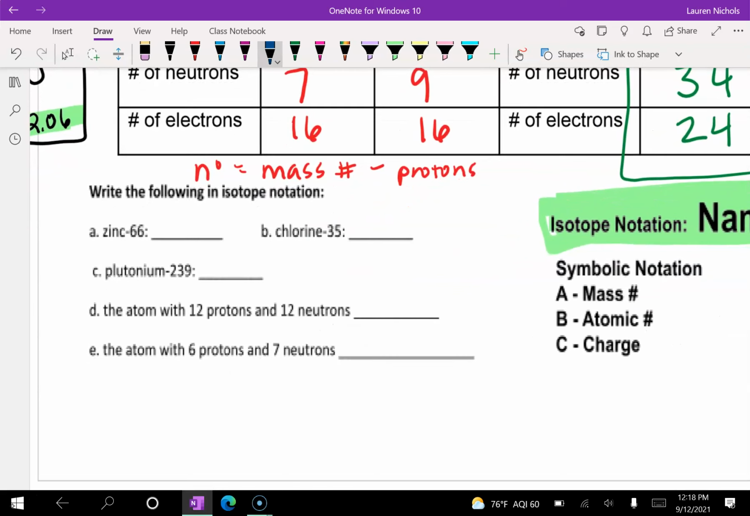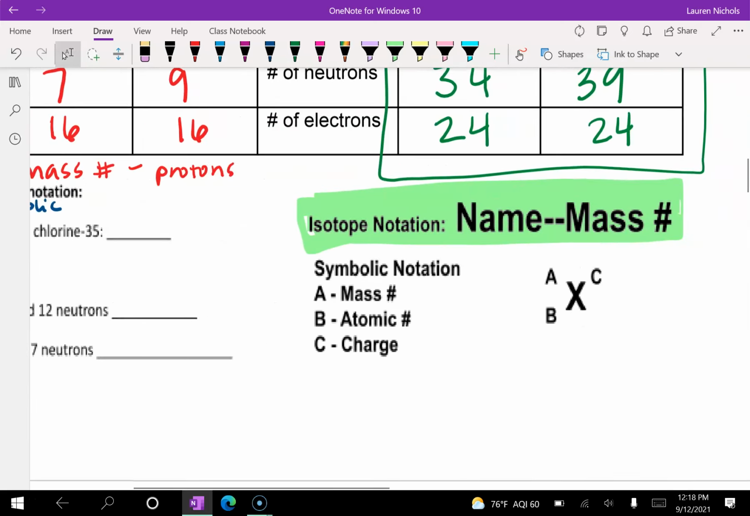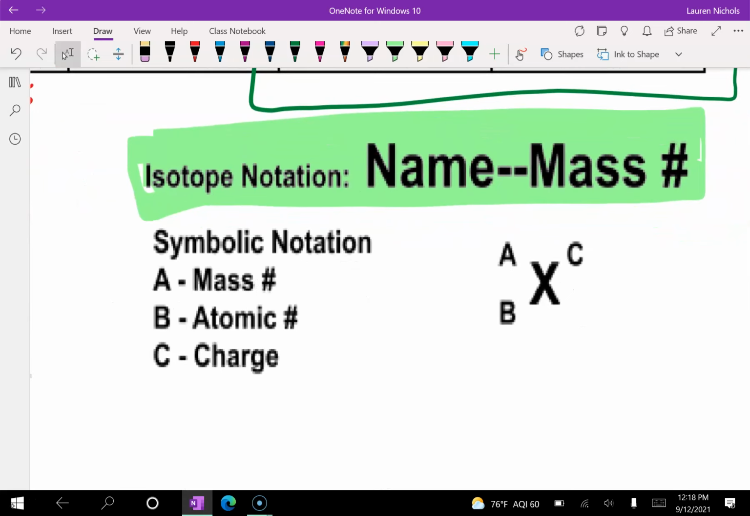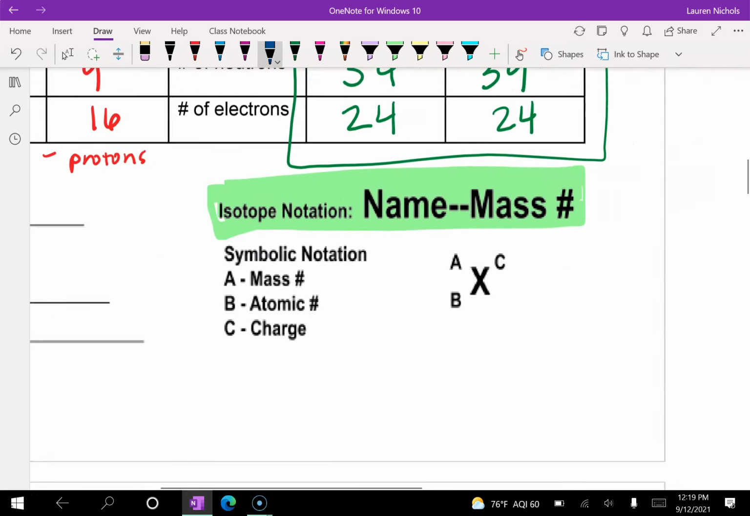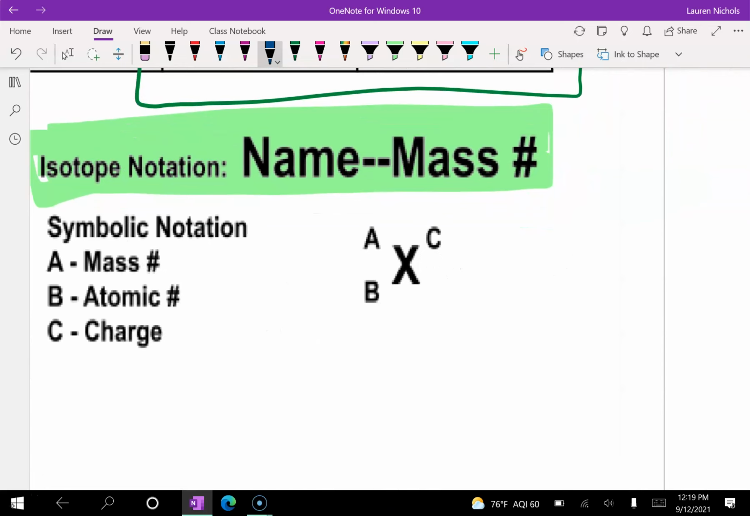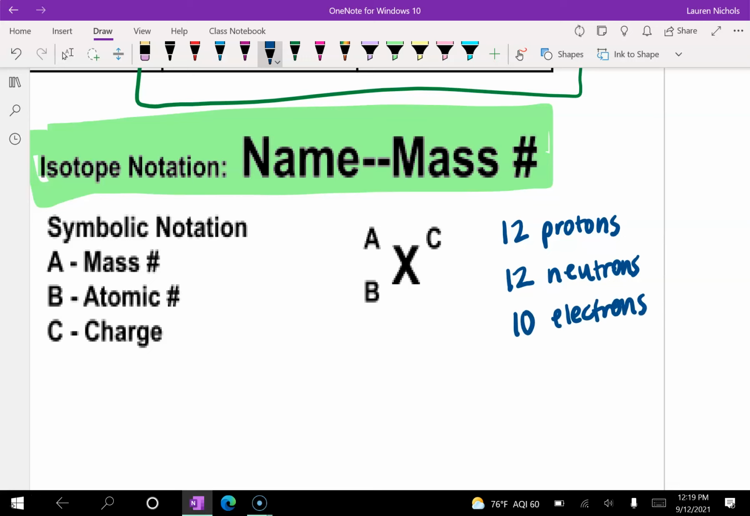Now for this, I want you to change this from isotope notation to symbolic notation. Symbolic notation looks like this, where you have your symbol as X, and then A is your mass number, B is your atomic number, and C is your charge. So for example, if I have an atom that has 12 protons and 12 neutrons and 10 electrons, I could write the symbolic notation.